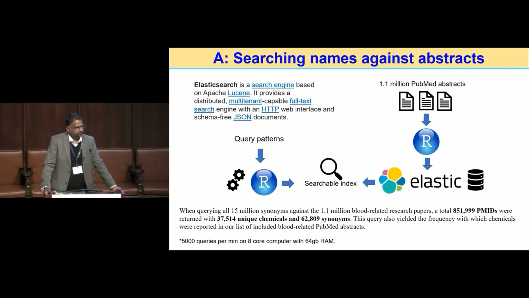To search chemical names in such a large number of publications, we can't do a normal text string search in R or Python, so I like to use a database approach here. Elasticsearch is a wonderful database, where we can index millions of papers and search all 15 million abstracts. If we do that, we get 39,000 unique chemicals linked to 851,000 publications using chemical name search.